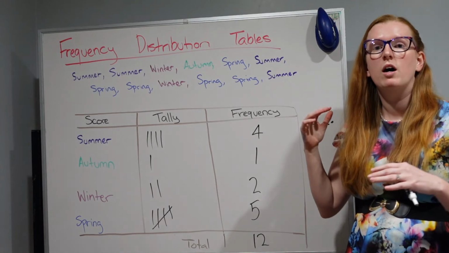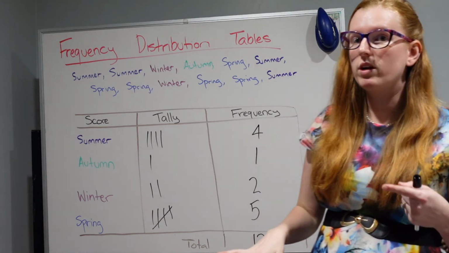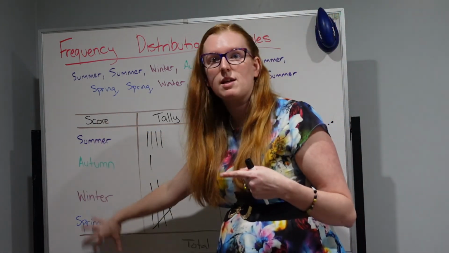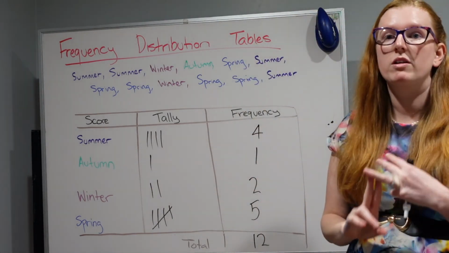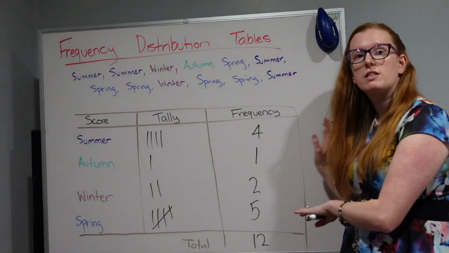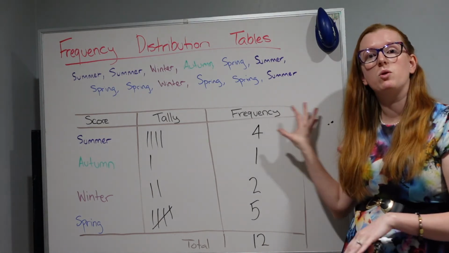Now this works whether our data is categorical, like ours was here because they're words, whether it's numerical discrete, or whether it's numerical continuous. A frequency distribution table is the perfect way to show our results.